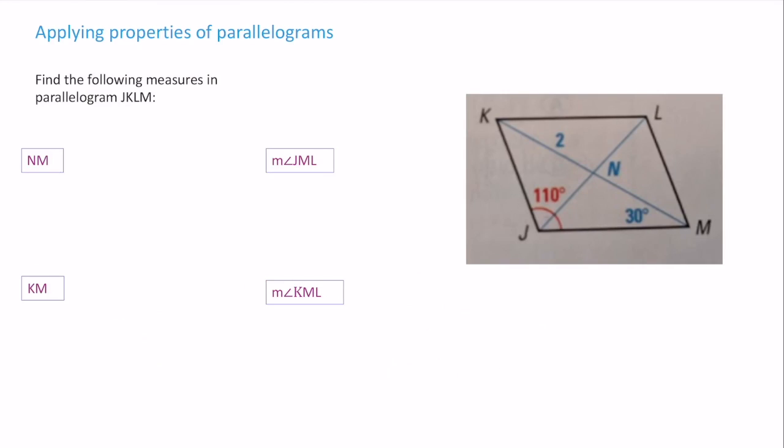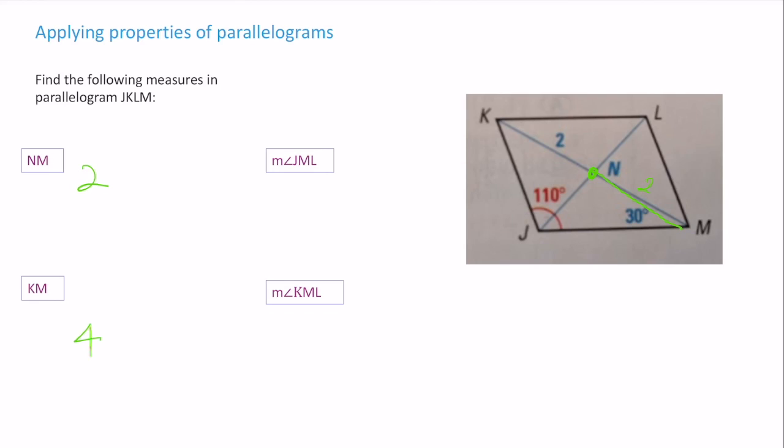Last one, another pretty simple example. May not look like it at first, but we'll walk right through it. So find the value of the measures in parallelogram JKLM. So NM. NM is really easy because KM is a diagonal and it is getting bisected. So I know that NM is the same as KN. So if that's 2, then this is 2. And then KM is just the whole, so that has to be 4.